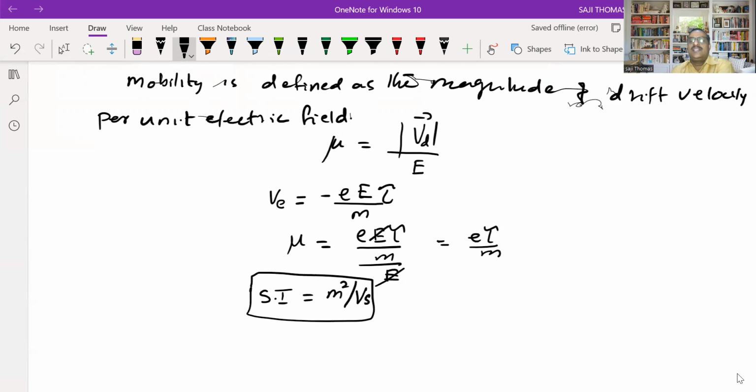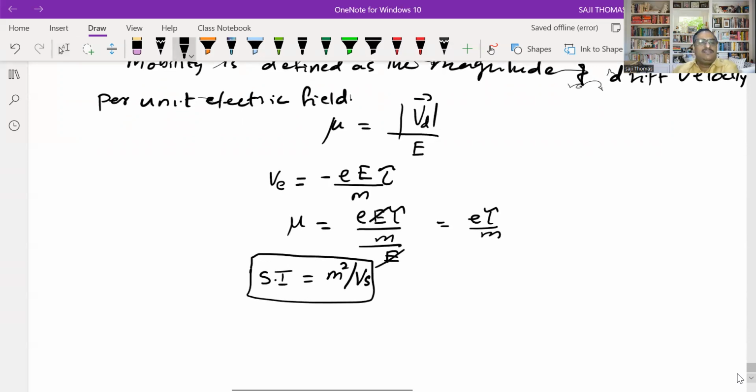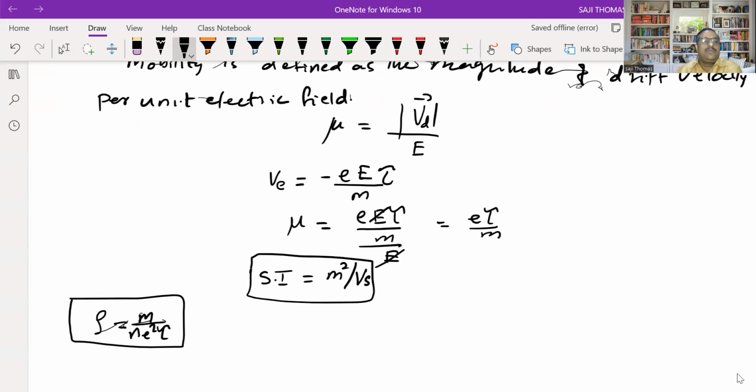This is important. A short answer can be asked: define mobility, write its SI unit. Mobility is the magnitude of drift velocity per unit electric field. SI unit is meter square per volt second. So we obtained the equation for resistivity. What was the equation for resistivity? Rho equals m divided by n e squared tau.